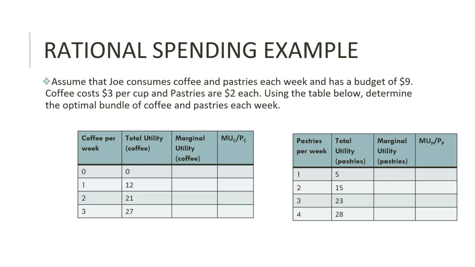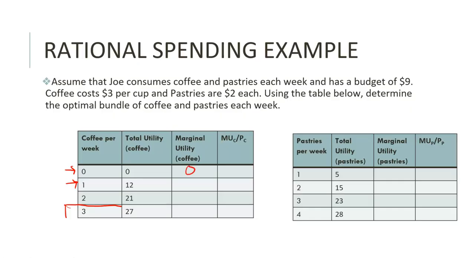So I'll do coffee, and then we're going to pause, and you're going to work on the pastry side and see if you can figure out the optimal bundle, and then we'll come back and work on it together. So coffee per week. Sometimes you'll see our table start at 0 or 1. Maybe if the table starts at 3, I think we saw one example like that. So marginal utility, if it starts at 0 or 1, we know what the marginal utility is.